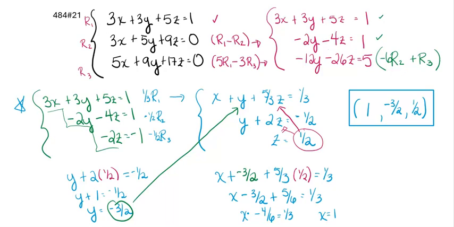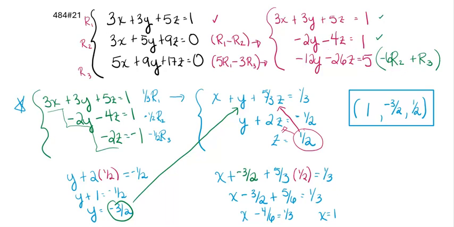So my first element in my ordered triple is a 1. This is the correct answer. You can go back and check it with the original black system. If I substitute a 1 in for the x, negative 3/2 in for a y, and a 1/2 in for my z in all three equations, I should get a 1, a 0, and a 0. And that's how you check to see if your ordered triple works. But this is the correct answer.